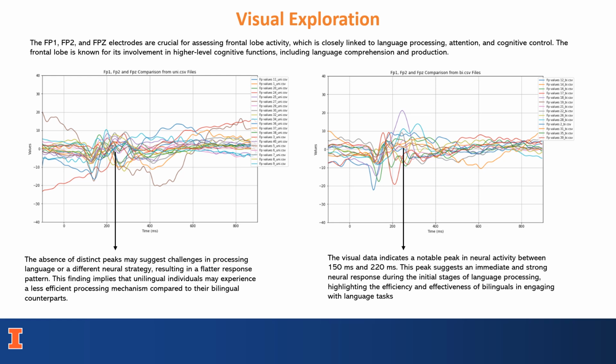We compare the EEG signals from unilingual and bilingual individuals, focusing on frontal lobe activity first. Unilinguals show a flatter response, indicating less efficient processing, while bilinguals display a strong peak between 150 to 220 milliseconds, suggesting faster and more efficient processing.